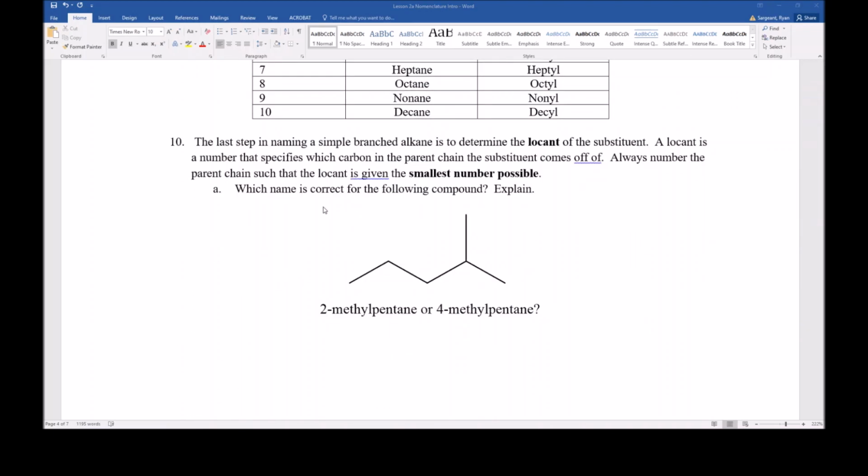We can now answer question 10a. Which name is correct for the following compound? So is it 2-methylpentane or 4-methylpentane? And the answer is this is 2-methylpentane.